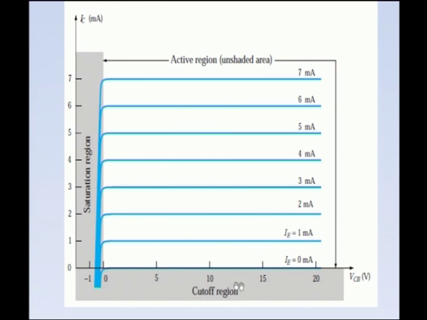So, we have seen the cutoff region, which comes for both the junctions reverse biased, and the saturation region, which comes for both the junctions forward biased. The active region is obtained only when the input junction is forward biased and the output junction is reverse biased. During this active region, the transistor can be applied for voltage amplification. This is the main area we have to concentrate on. So, the biasing is such that the voltage can be amplified in a correct manner.